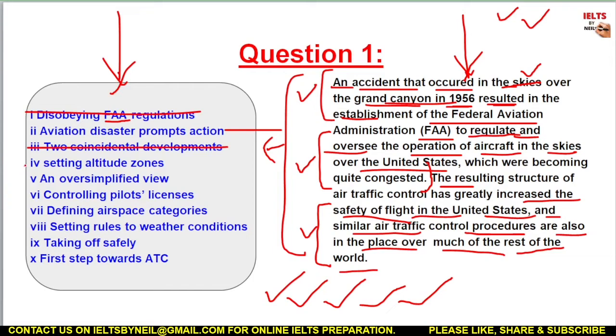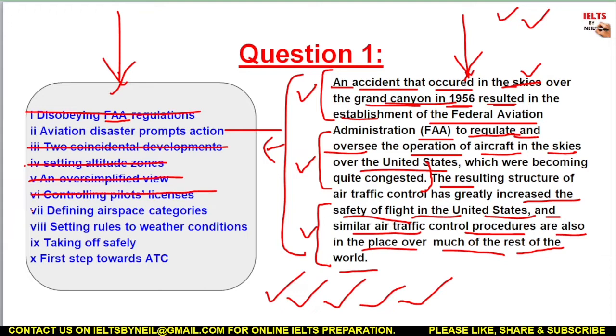They're not talking about any altitude zones in here. An oversimplified view. Okay, now there is no word or phrase in this text which tells us that it's an oversimplified view. So that's a big no. Controlling pilot's license, it's definitely not this one.